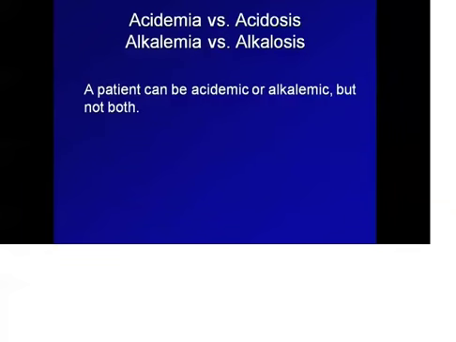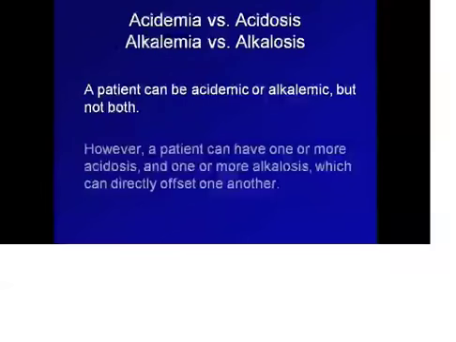A patient can be acidemic or alkalemic, but not both. However, a patient can have one or more acidosis and one or more alkalosis, which can directly offset one another. In some cases, this may even result in an overall normal pH.